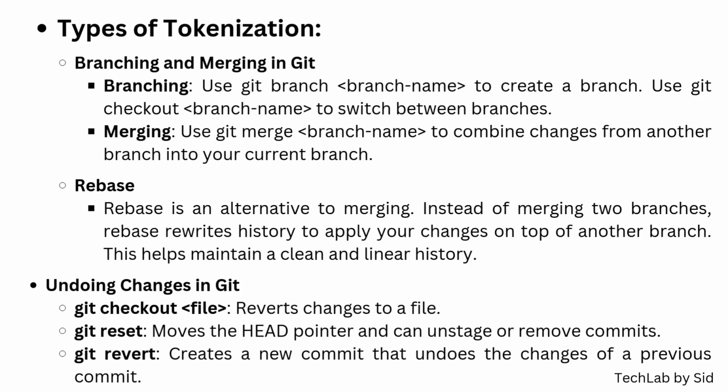Merging combines the changes from one branch into another. To merge changes from a specific branch into the current branch, use git merge branch name.